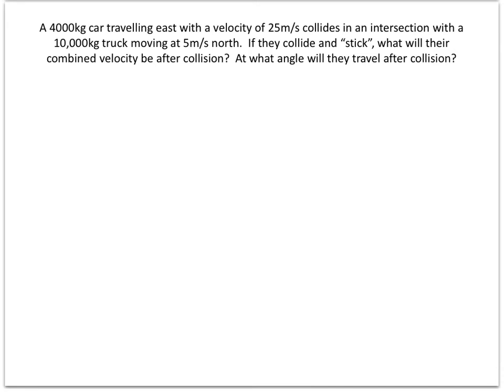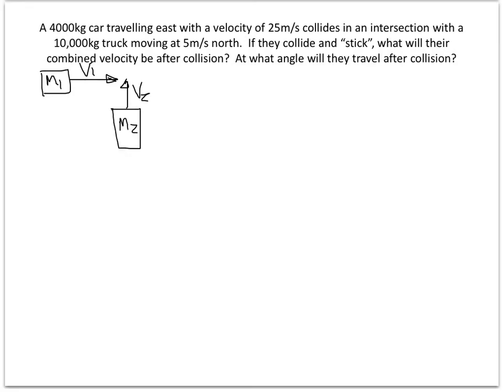This is the first type of example that we did in class the other day, an inelastic collision with two vehicles heading towards an intersection at 90 degrees. So a 4,000 kilogram car traveling east, we'll label this M1, with a velocity of 25 meters per second, V1, collides at an intersection with a truck that's traveling at 5 meters per second, V2, north. And we'll label this M2.